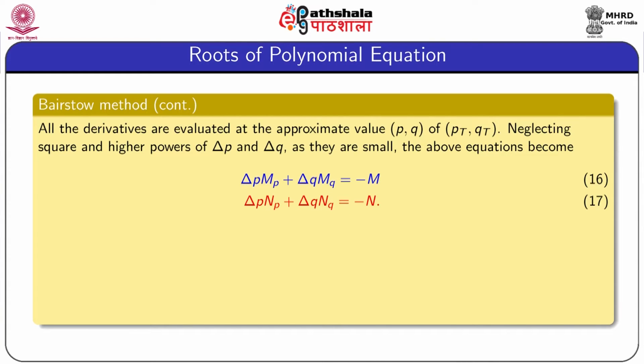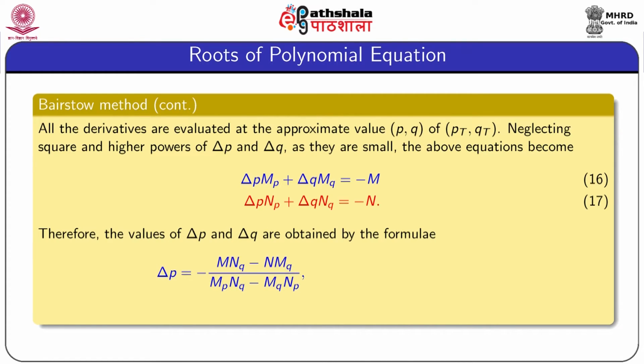So, these are a system of linear equations, and these equations contain two unknowns, delta p and delta q, and the number of equations is 2. Therefore, using any method we can find the values of delta p and delta q. Now, delta p and delta q are obtained by solving the above equations 16 and 17, and therefore, delta p is equal to minus (m into nq minus n into mq) whole divided by (mp into nq minus mq into np). Similarly, delta q equals this expression.